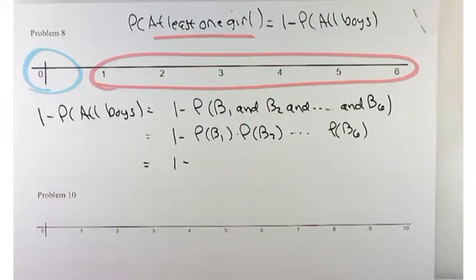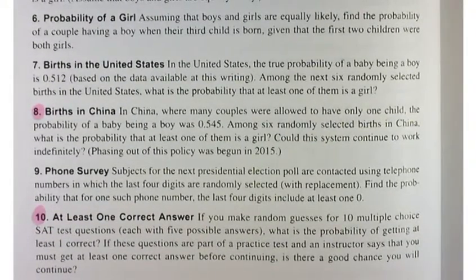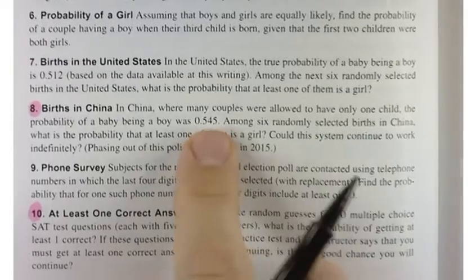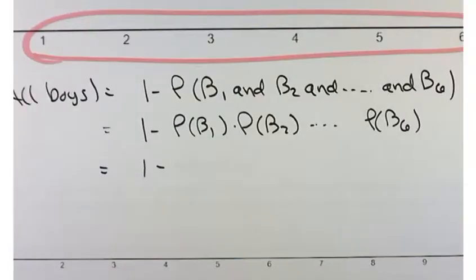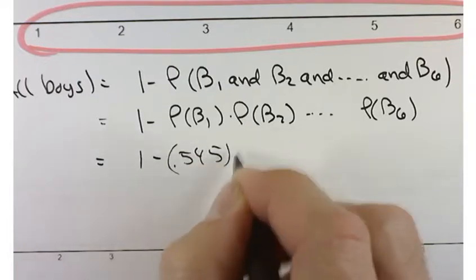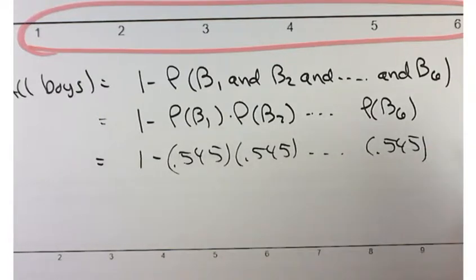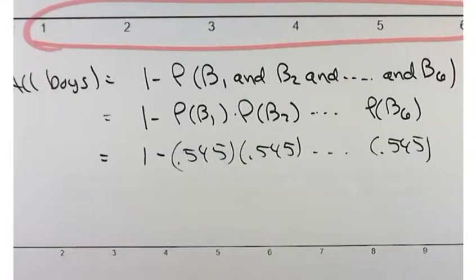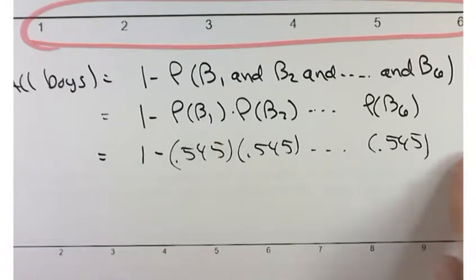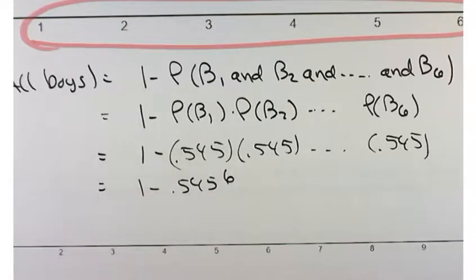Let me let you look back at the problem here for a second, because I need you to tell me the probability of a boy for this problem. Perfect. 0.545. So 0.545. Okay, so 0.545. And there's 6 of them, right? So 1 minus 0.545 to the 6th power.